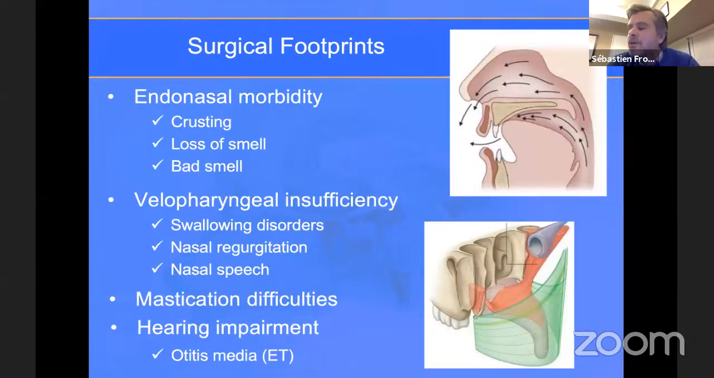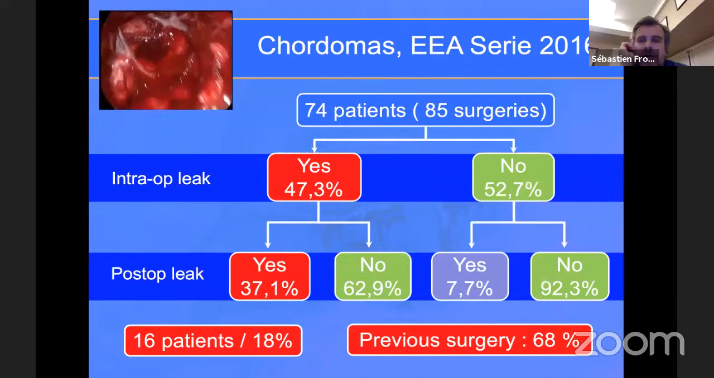At the level of the craniocervical junction, if you remove a tumor, you remove some posterior pharyngeal muscle and mucosa, you may have some velopharyngeal insufficiency. If you go even more laterally next to the pterygoid muscle and you remove some normal structures, you may also have some mastication difficulties and also hearing issues if you work next to the eustachian tube.